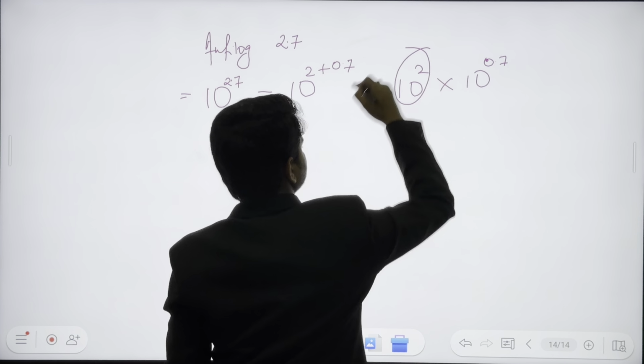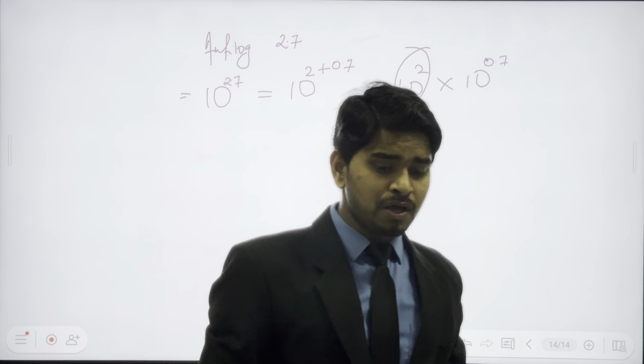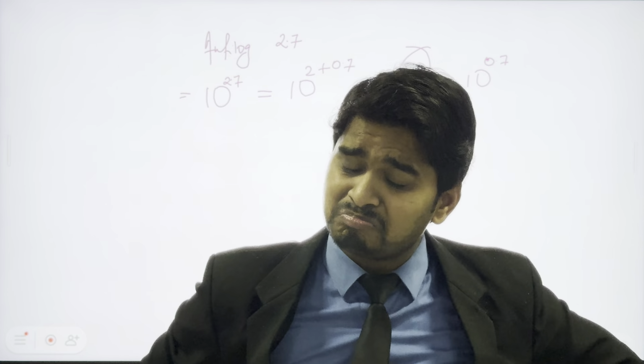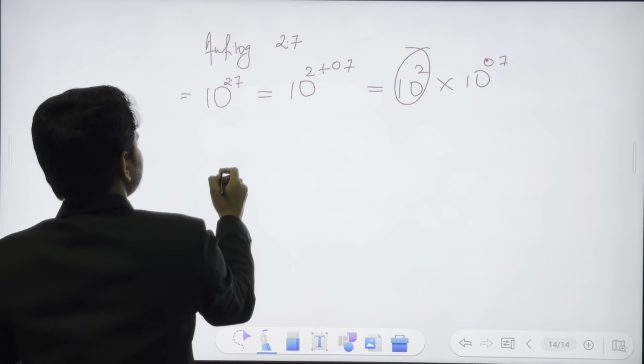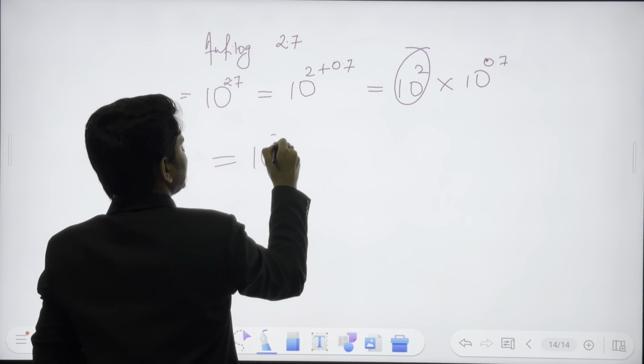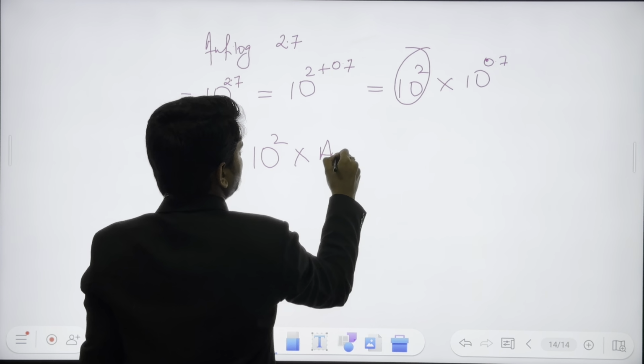10 to the power 2 is fine. That's a standard form. But 10 to the power 0.7, that's not a standard form. So we have to figure out how we can write it. That's nothing but anti-log 0.7.